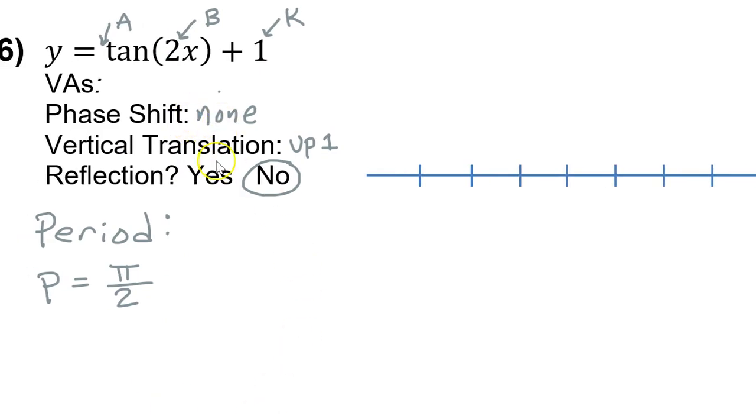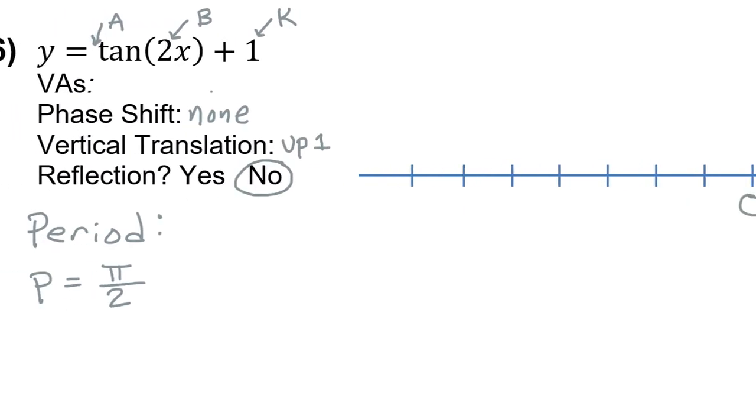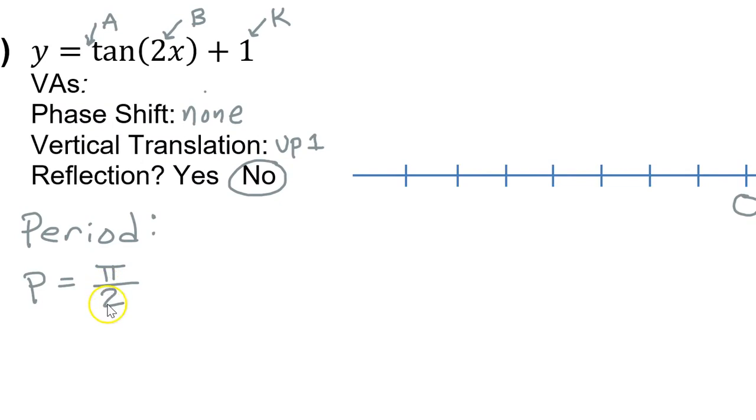Now, because there is no phase shift, the tangent function should start right in the middle. There should be a point right at 0 in the middle of this graph that I'm about to draw. So I'm going to go ahead and mark 0, knowing that there's going to be a point there because there's no phase shift. But now let's talk about the period. The period is pi over 2.